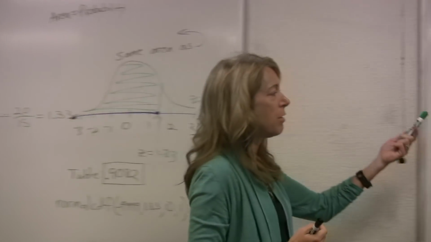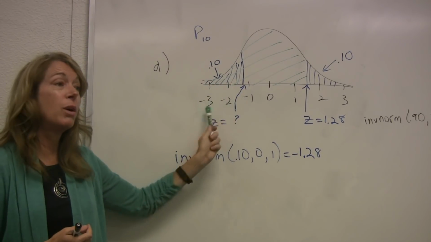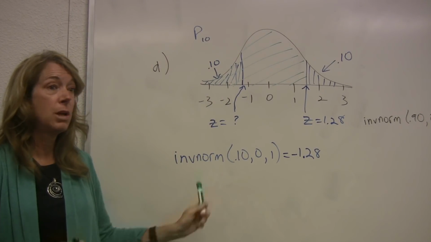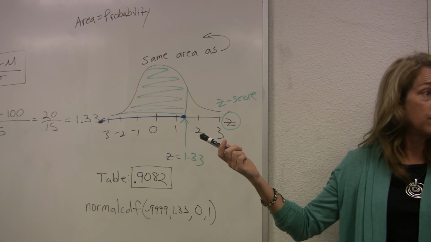Okay, so she started with if you're given the percent, you're looking for the z-score, that's when we do inverse norm. So in this problem, we were given the percent, we knew the area, we knew the probability, but we didn't know what the z was. So that was inverse norm. In this problem, we were given the z, but we were looking for the probability.